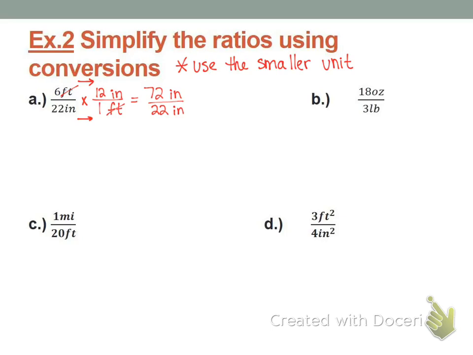We can simplify this now that the units are the same. We can reduce it. 72 divided by 2 is 36. Again, keep your units. 22 divided by 2 is 11. Keep your units of inches. Final answer, 36 inches to 11 inches. Again, if you want to write it with a colon, that's fine. I usually default to fractions.